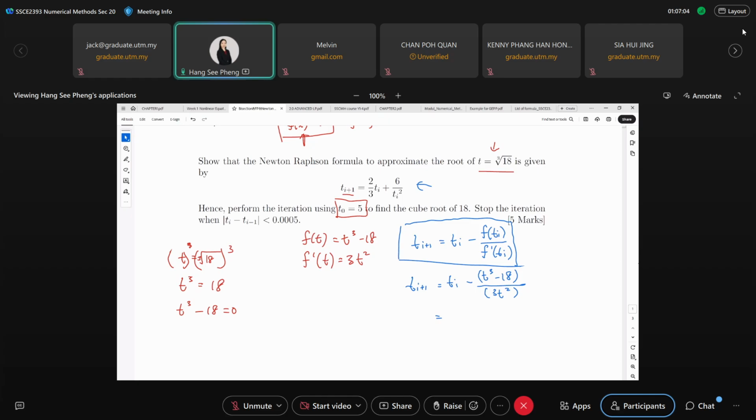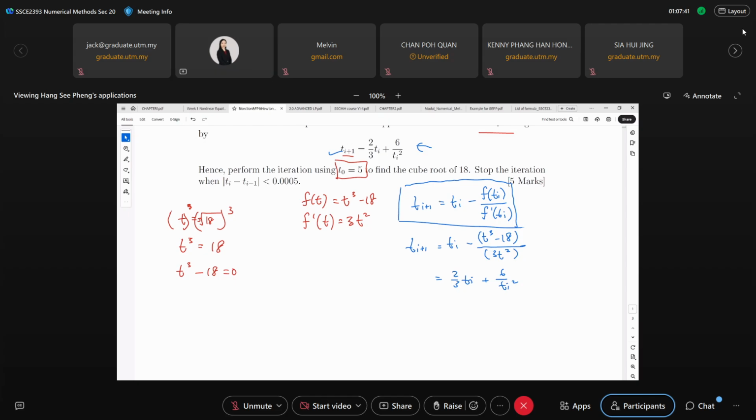Now, this question is a bit special compared to the example that we discussed just now. There, we just gave f(x), differentiated it, put it in the formula, and proceeded. But for this one, you have to prove it. But just in case you forgot, you panic, and you don't know how to prove it, no problem. You can just proceed with this formula in the iterations: 2 over 3 t_i plus 6 over t_i squared. So we got it, then we can just proceed.